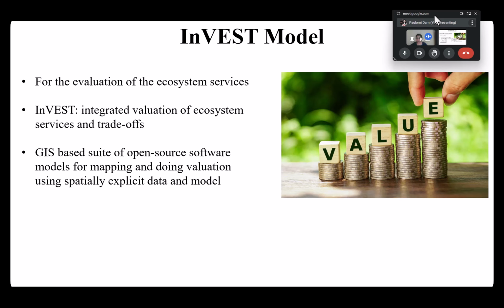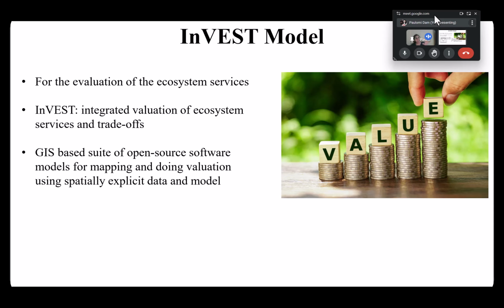which is called the InVEST model. Now, what is this model used for? You are basically trying to evaluate the ecosystem services which are being provided. Here, InVEST means Integrated Valuation of Ecosystem Services and Trade-offs. And what do you do exactly in this? These are basically a GIS-based suite of open source software, and they are used for mapping and doing valuation of explicit data and models. Basically, in very short terms, you're trying to understand from the past, from using studies, from using their habitat, from using their use already being in practice.